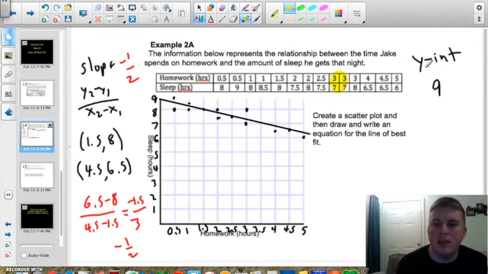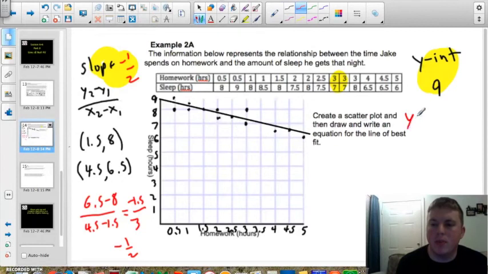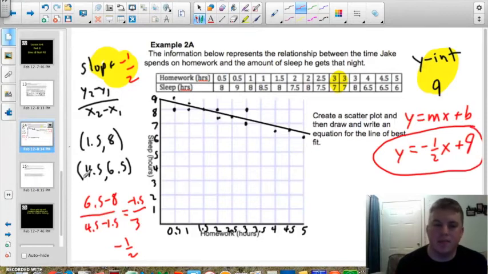Our y-intercept is 9. Those are our key values that we're going to need. Remember, when we are writing a line in slope-intercept form, it's going to be in y equals mx plus b. Remember, our slope is our m, so y is going to be equal to negative 1/2 x plus our y-intercept of 9. So this is going to be our equation for our line of best fit.